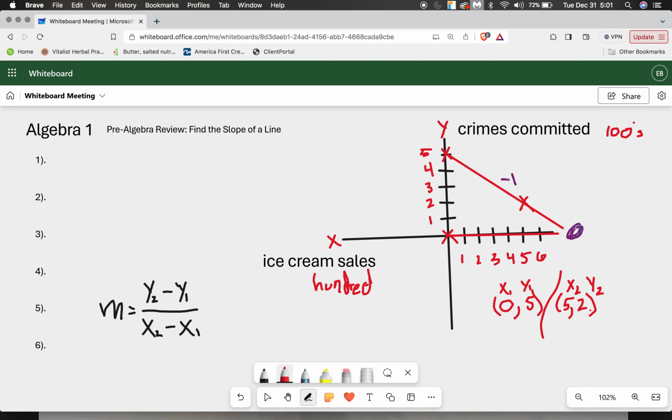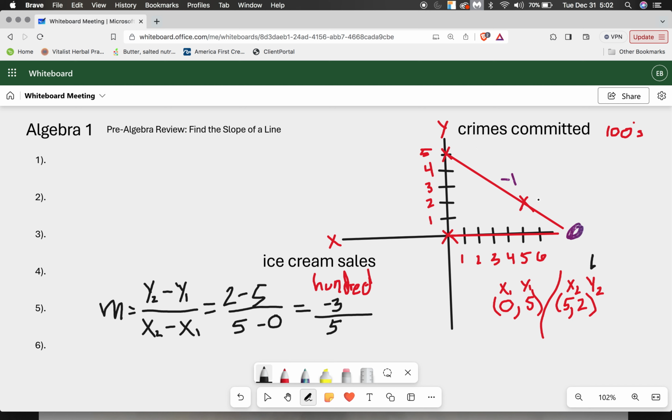Now it's pretty simple to take these numbers and put them into our equation. We have y2, which was right here, so y2 stands for 2. What's y1? Well, y1 was 5. So 2 minus 5. Over here we have x2, which was 5, and then x1 was 0. So let's do a little bit of simple math. 2 minus 5 is -3, and 5 minus 0 is 5. So the slope of our line is -3/5.